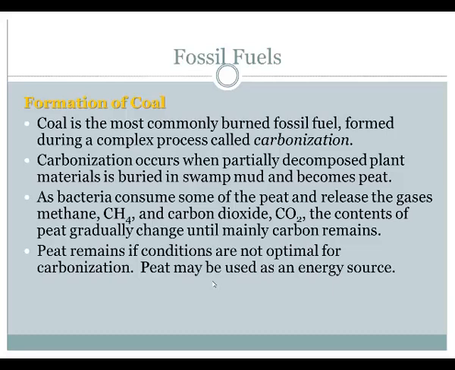As bacteria consume some of the peat and release the gases methane and carbon dioxide, the contents of the peat become more and more carbon. So a higher percentage of it ends up being carbon because the impurities of oxygen and hydrogen are released. Peat remains if conditions are not optimal for carbonization, and it may be used as an energy source.